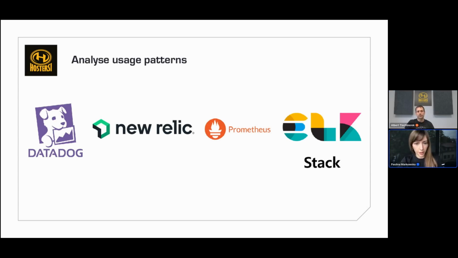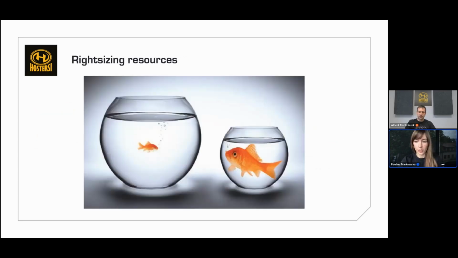Clear. Okay, thank you. Moving on to the third tip, because first was monitor, then usage analysis. The third tip was right-sizing. And can you tell us what that is in the context of cloud saving? Yes, of course. So right-sizing basically means matching your resources to actual needs.